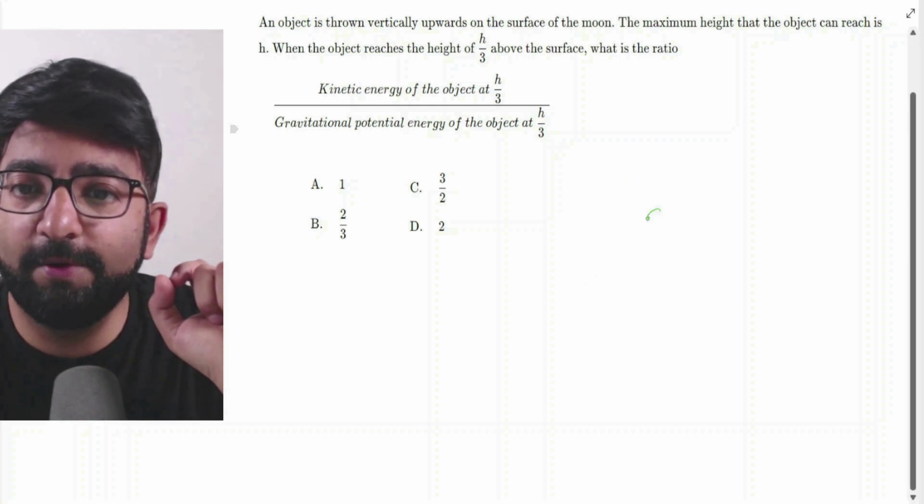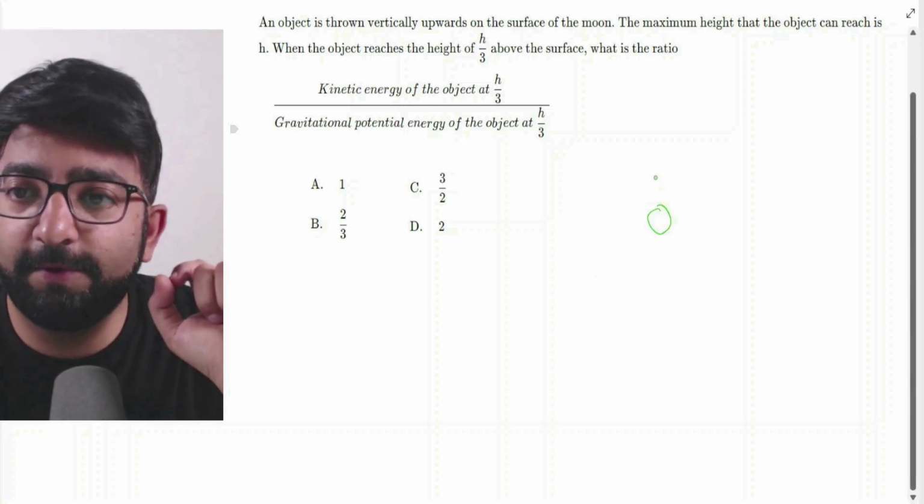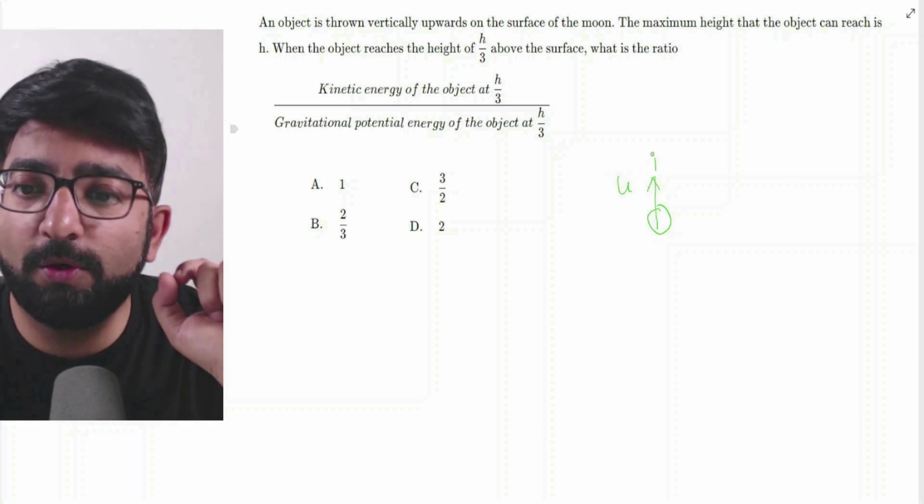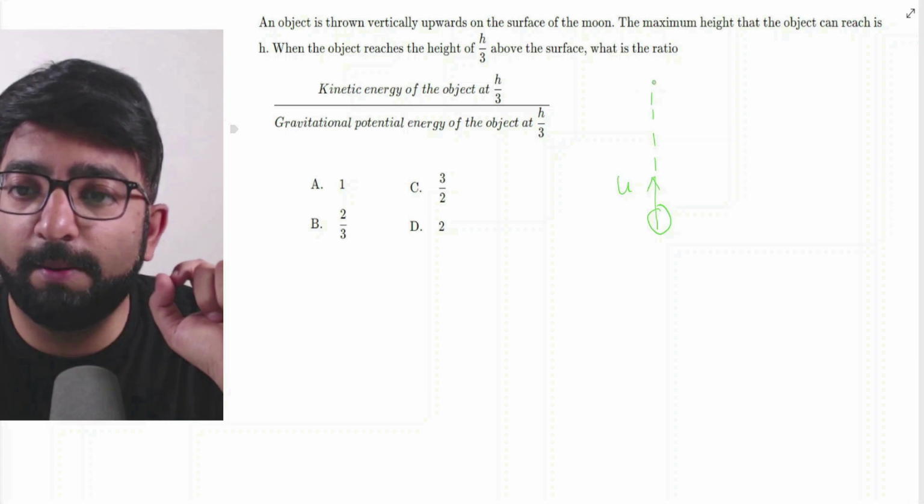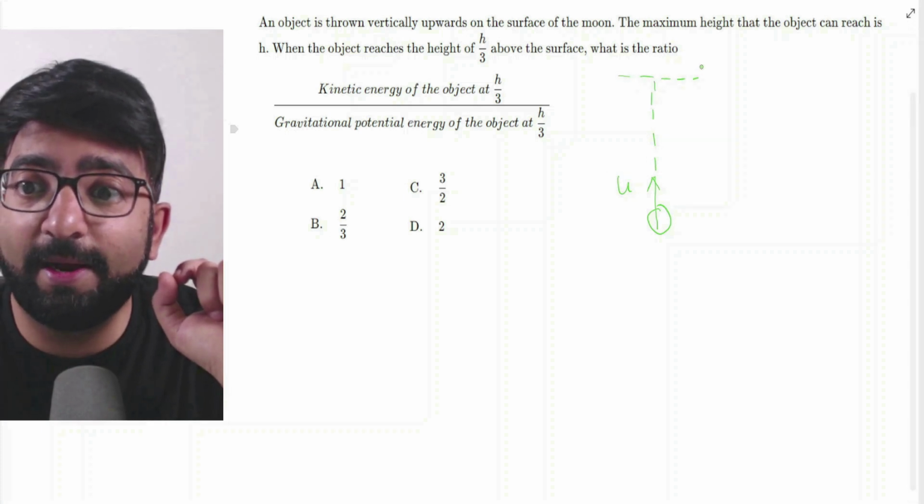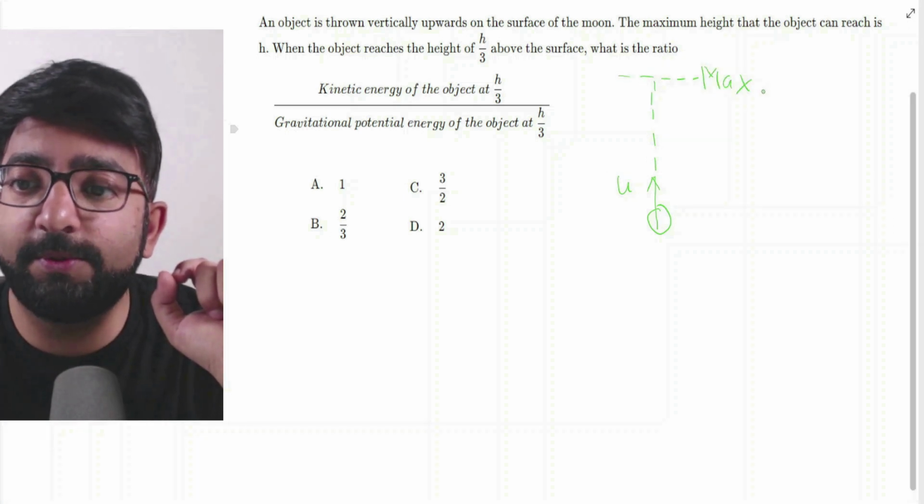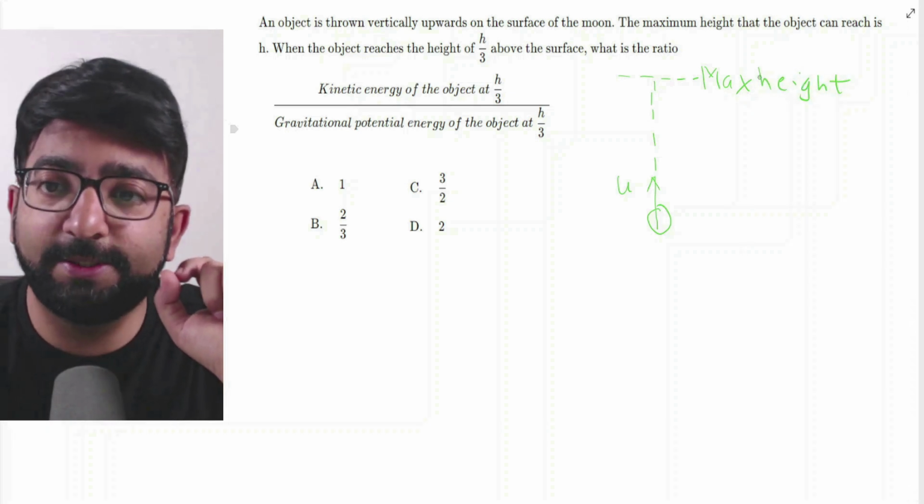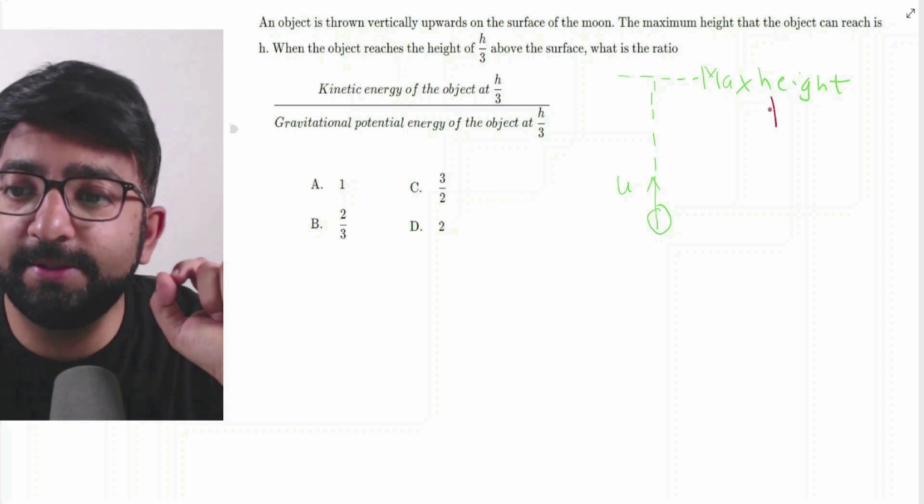So imagine we have an object kept on the surface of the moon. It is thrown with some velocity, let's say u. Now it goes up until it reaches a maximum height. At that height, we know temporarily the object will become stationary. Its velocity will become 0. That's the maximum height, and that height is given in the question as h.